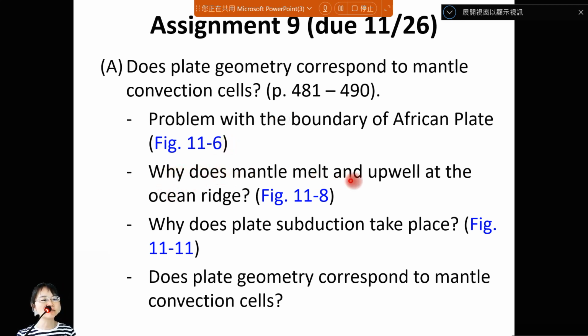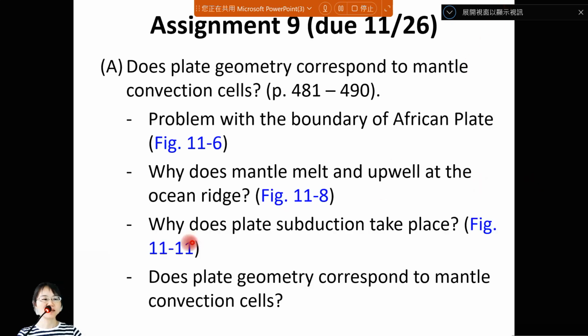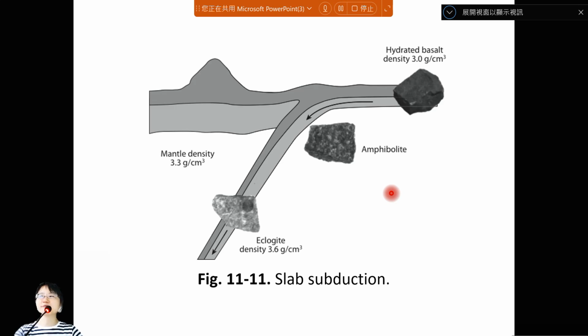Second, why does mantle melt and upwell at the ocean ridge? Answer this question. As a hint, to answer this correctly, it is related to the behavior of rock melting, how rock is melted. The way rock melts is different from our common sense. Third, why does plate subduction take place? You have to answer this. This graph shows you how scientists believe plate subduction started.